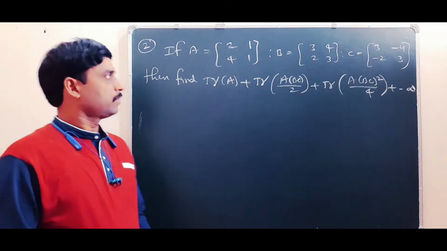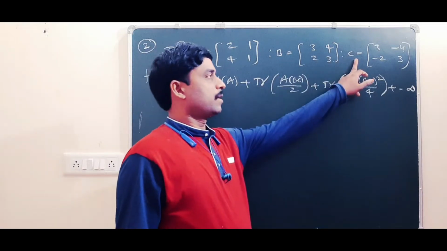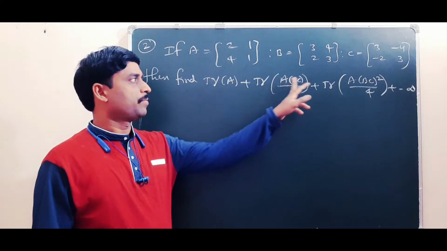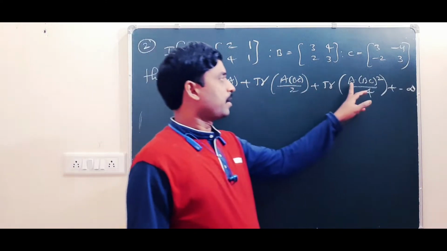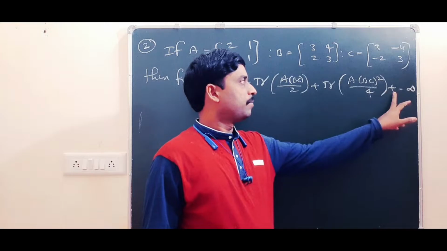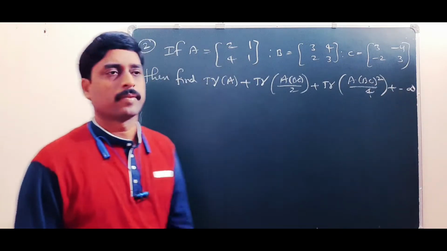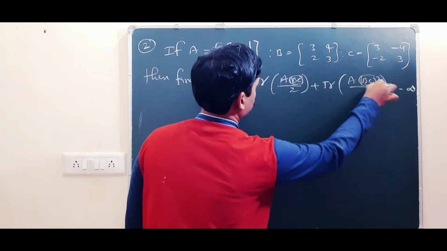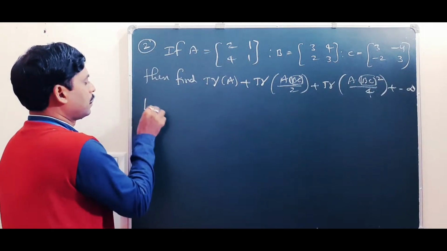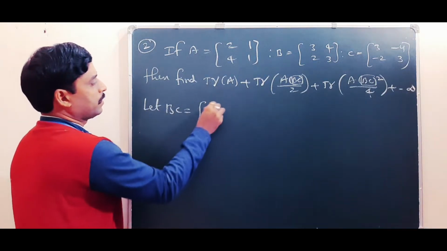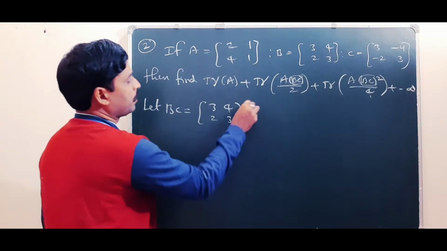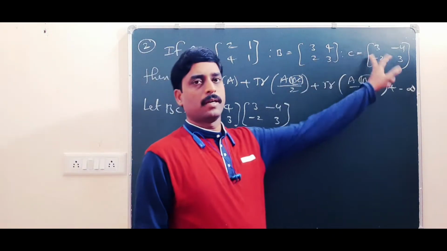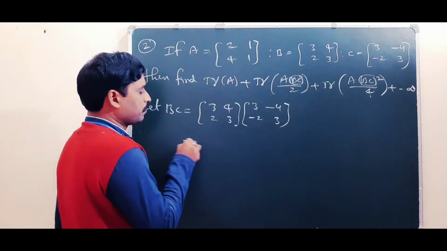Okay, moving to the next question. A, B, C, three 2 by 2 matrices are given. Then we have to find trace of A plus trace of A into BC by 2 plus trace of A into BC whole square by 4, and so on up to infinity. First we have to find BC, the product of B and C. So let us take BC is equal to, what is B? 3, 4, 2, 3 into 3, minus 4, minus 2, 3.